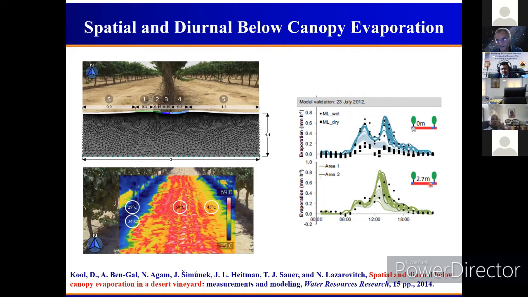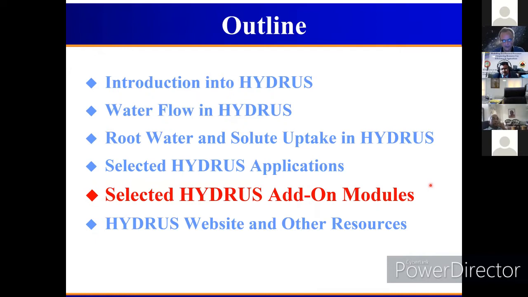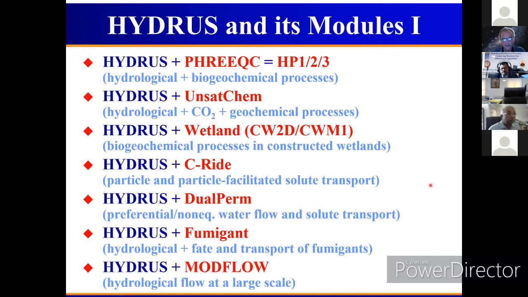Okay, so those were just some selected applications. Now I want to mention some HYDRUS add-on modules. Over the years, we have developed a large number of specialized modules, and only some of them are applicable in agriculture. So I will not give you details about all of these modules. But what is common for all of these modules is that in the standard HYDRUS we simulate flow and transport, and then in these specialized modules, we account for some special reactions, special interactions, and so on.